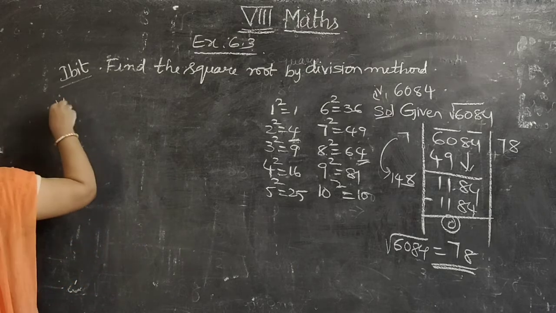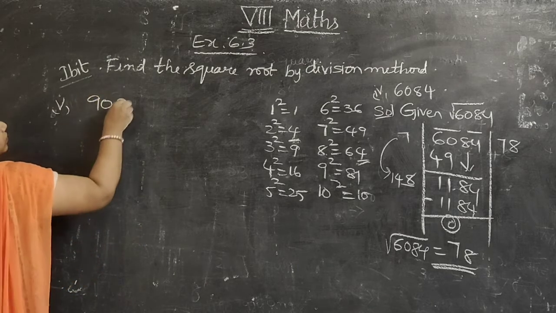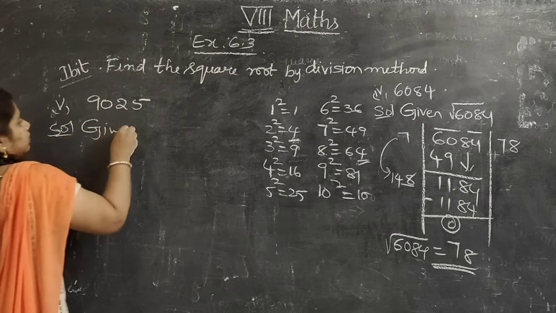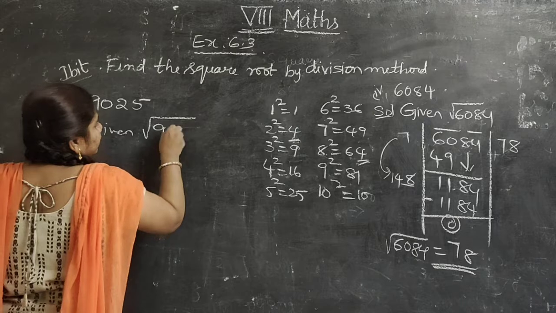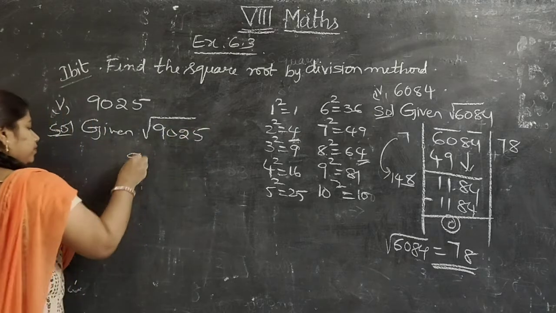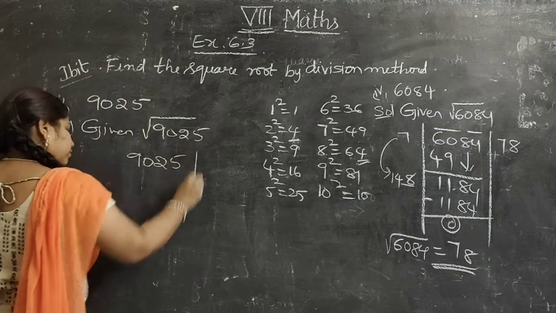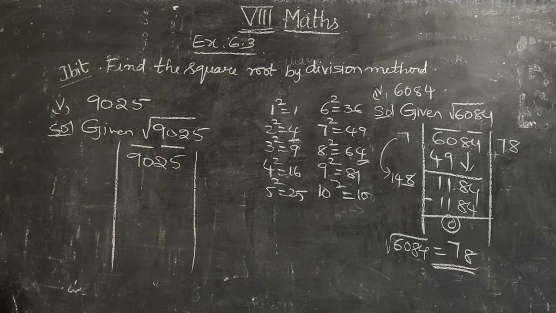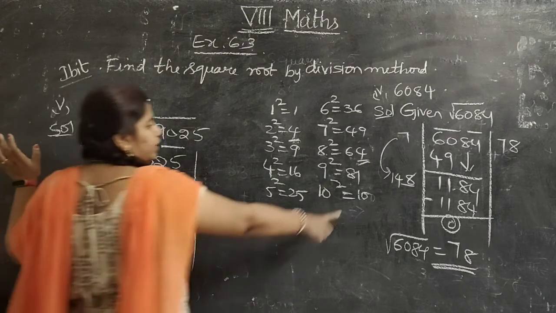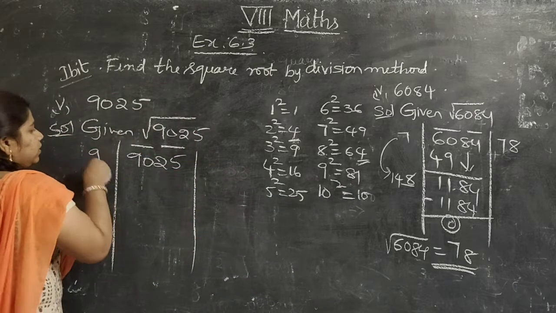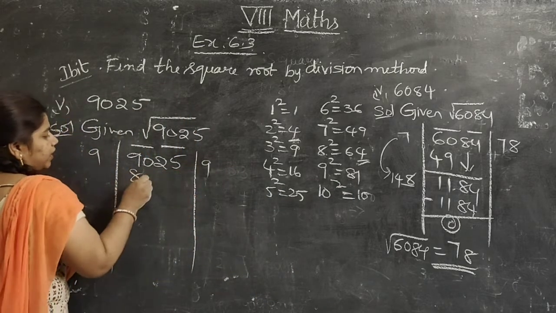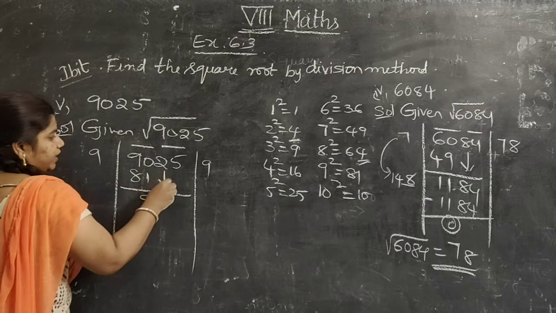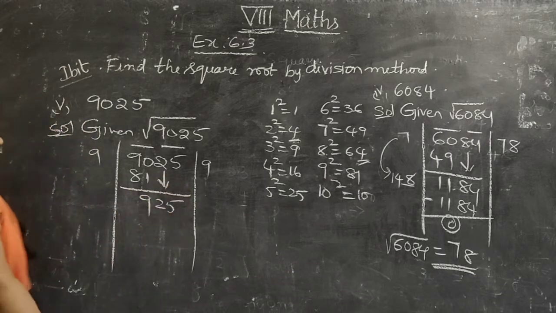So the last one in this bit, 9025. So we have to find the square root of 9025. Pair the numbers. 90 you got. So less than 90 is what here? 81. So 9 9's are 81. So here 9. Bring this 25 down. So it will be how much?